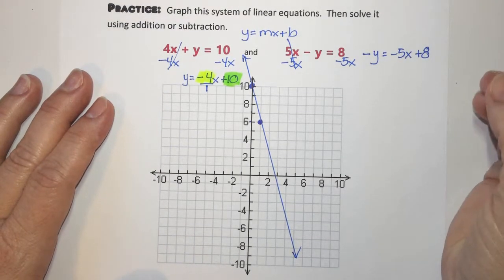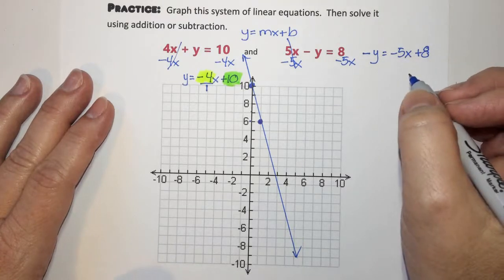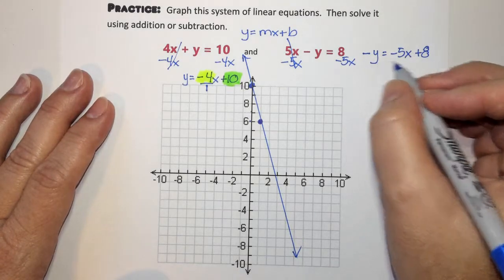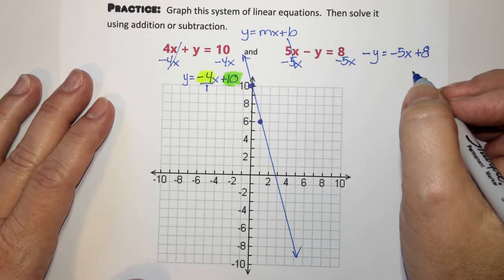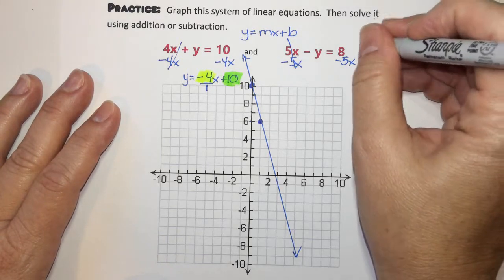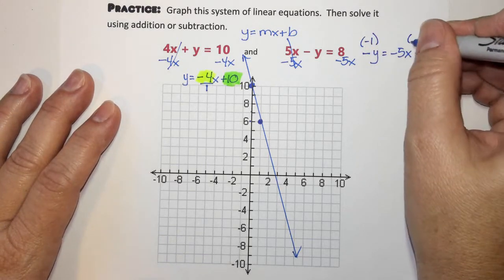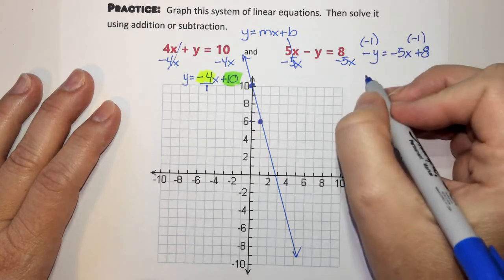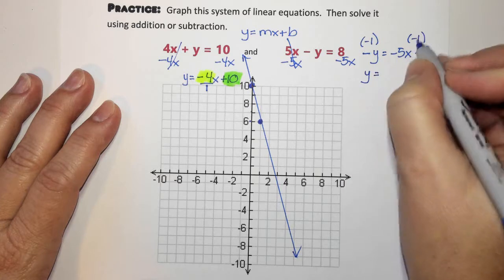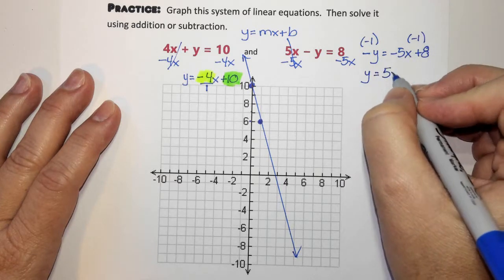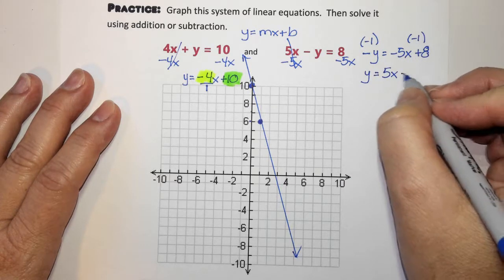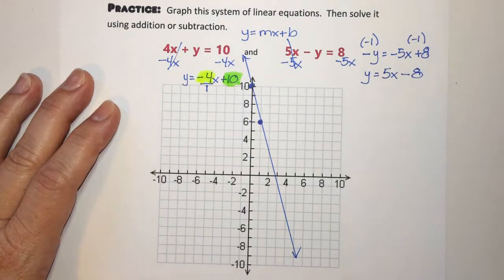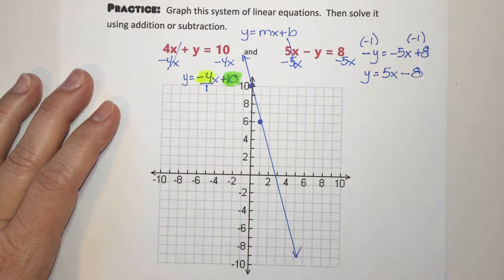So how did they do that? Well, remember that whatever you do to the left side, you do it to the right side, and then it's still an equal equation. So just multiply each side, basically, by negative 1. That's what you're doing, multiplying by negative 1. Negative 1 times negative y becomes a positive y. Negative times a negative becomes a positive. Negative times a positive becomes a negative. So that's our new equation.